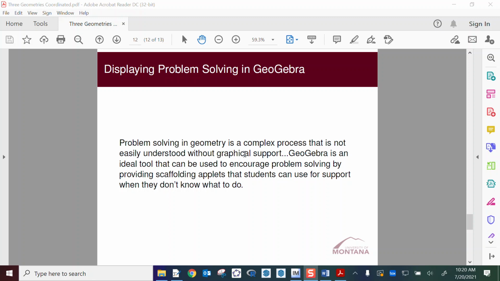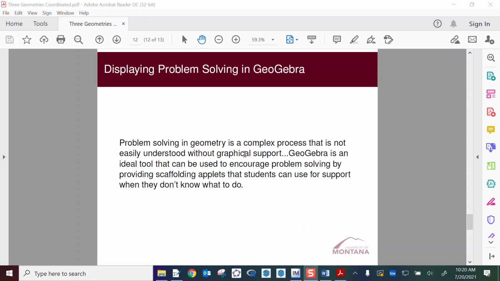But problem solving in geometry is a complex process. I'm sure, watching me problem solve on tape, even with a script sitting next to me, it's still hard for me to do. And it's really not easily understood without graphical support. So in all of these cases, I drew a picture, and I'm really careful about drawing pictures when I do problem solving because I want the picture to help me. I want it to give me intuition.